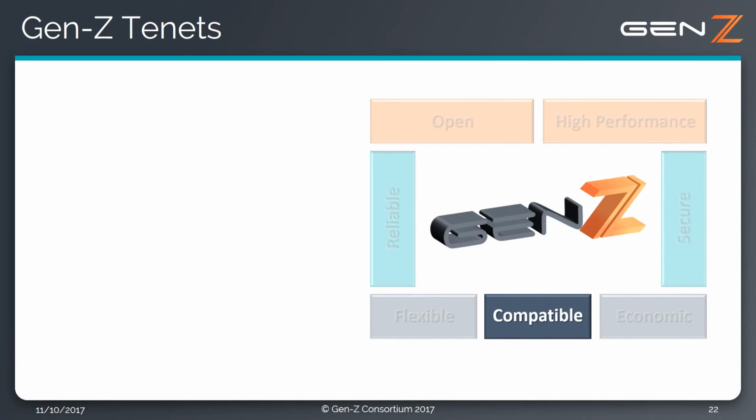The next Gen Z tenet is compatible. We have to take IT customers and operators on a journey from legacy infrastructure to the next generation infrastructure possible with Gen Z technology. This includes the ability for Gen Z infrastructure to support existing operating systems with no modifications except for perhaps new drivers. Furthermore, a graceful interconnect transition from PCIe to Gen Z would also make for a smooth transition to Gen Z. The next few slides demonstrate how Gen Z's architecture enables a smooth, frictionless transition to Gen Z-enabled infrastructure.